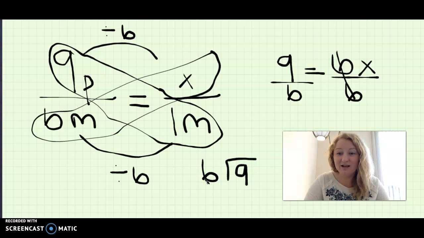So go ahead right now and find Daniel's unit rate by doing 9 divided by 6. All right, you did 9 divided by 6, and what did you get? 1.5? Very good. So Daniel's unit rate means that he can paint 1.5 planks per minute.